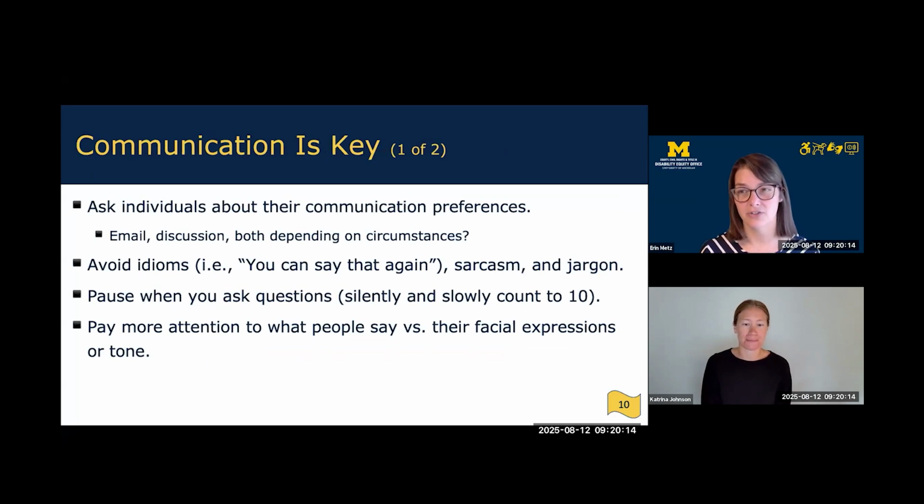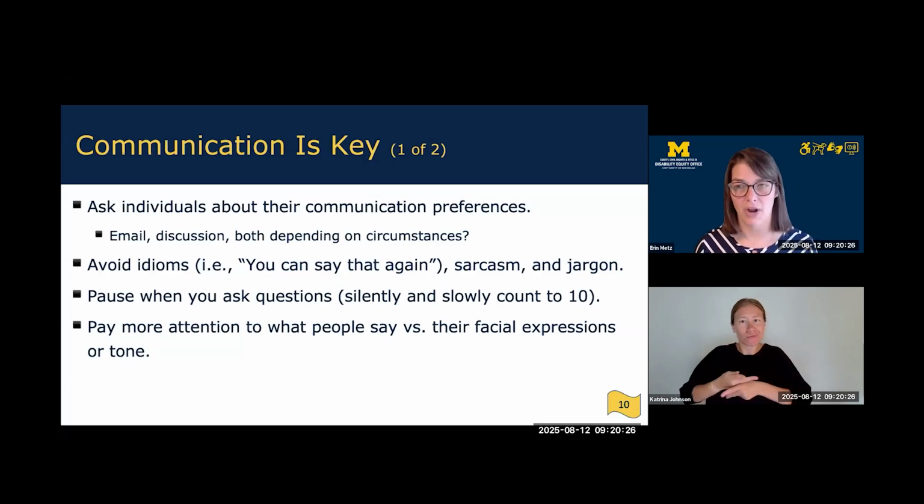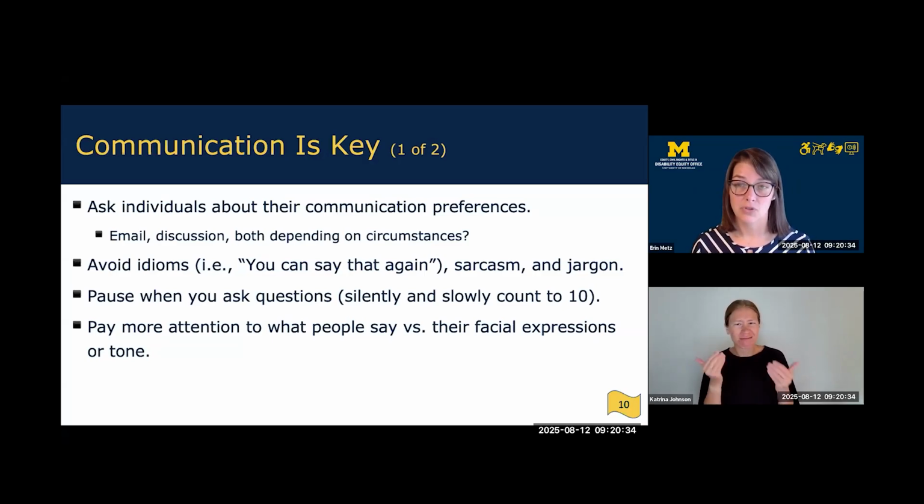Effective communication is essential in all aspects of our lives, including the workplace, educational settings, and in our personal relationships. To foster more meaningful and inclusive communication, consider the following best practices. Ask about communication preferences. Inquire about how individuals prefer to communicate. So, for example, do they prefer email, face to face conversations, or some other method?